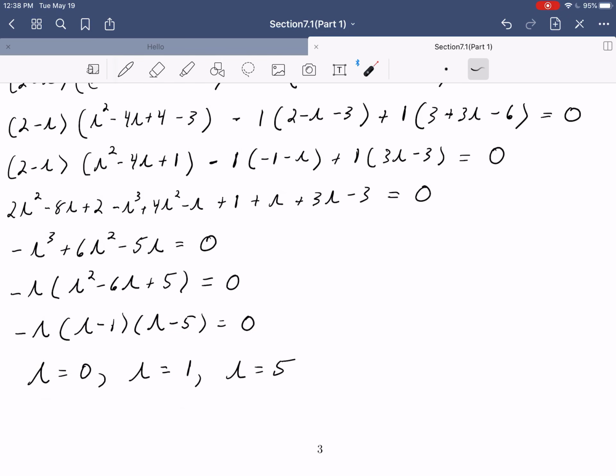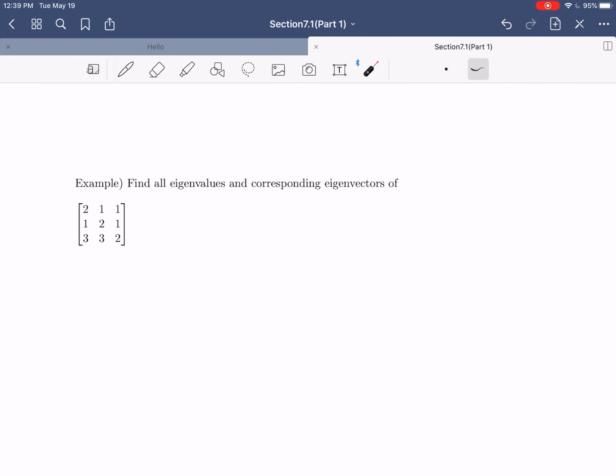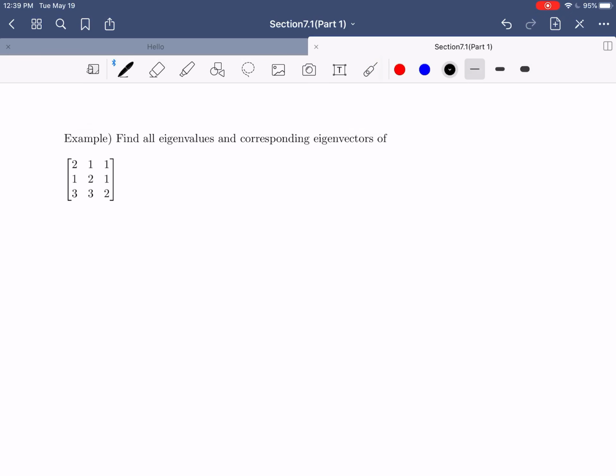All right, so now we want to find the corresponding eigenvectors for each of these. So let's go ahead and move on to a new page to take a look at how to do that. So let's find the eigenvector for, let's start with lambda equals 0, the first one that we got there.